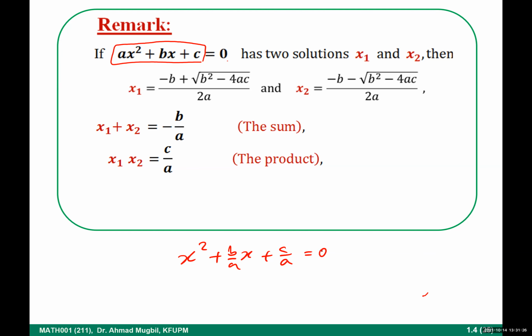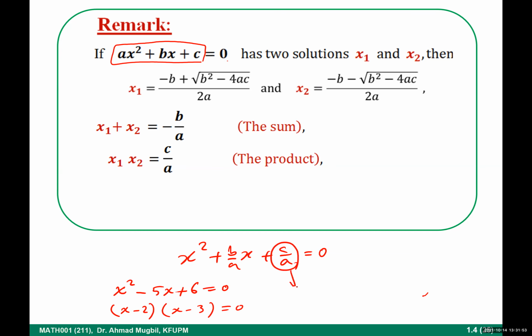Now, usually, let me give you an example: x squared minus 5x plus 6 equals 0. If you want to factor this, you will look for two numbers whose product is 6 and whose sum is negative 5. So what are they? Negative 2 and negative 3.